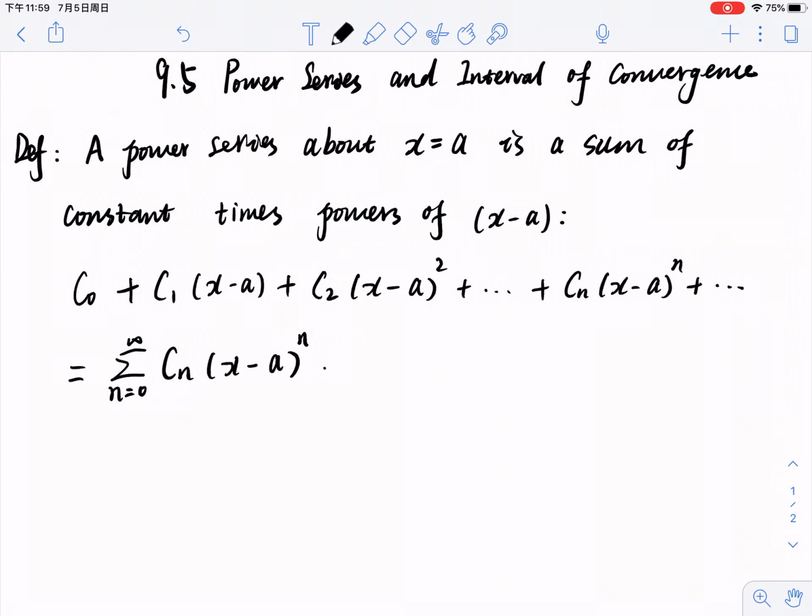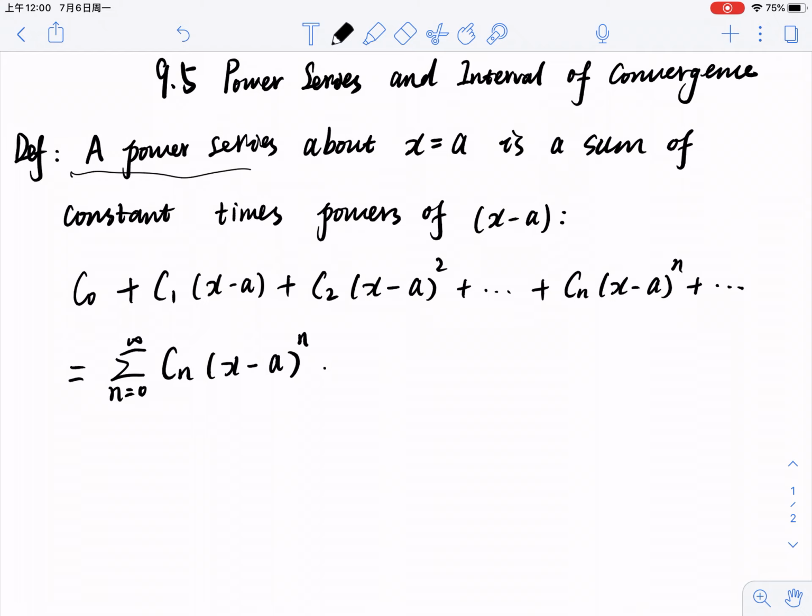In this video, we will talk about section 9.5, power series and the interval of convergence. Before we start, we first introduce the definition of a power series.